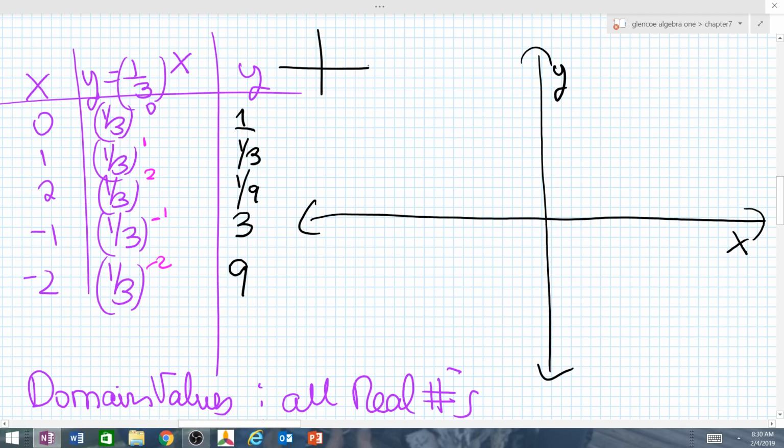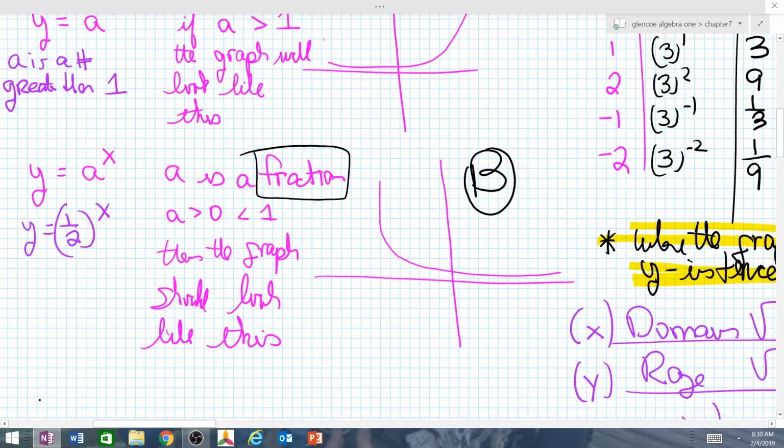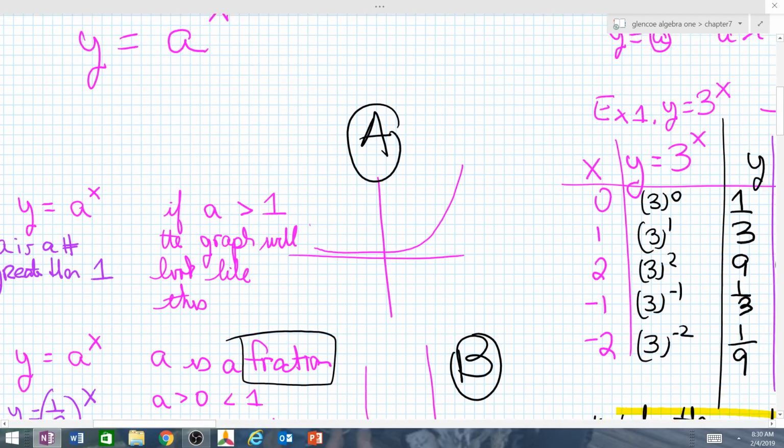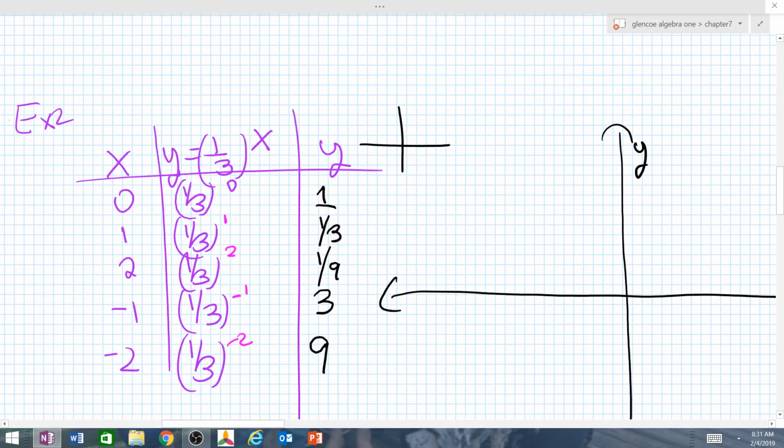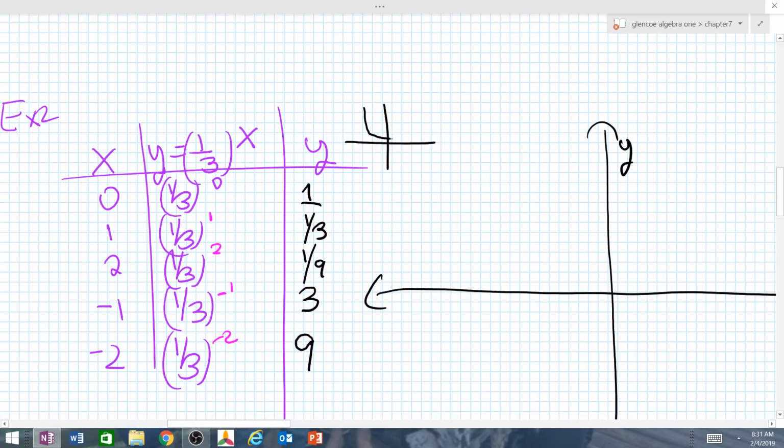So let's go ahead and tell me what the graph should look like. So let's go back here for a minute. Should the graph look like A, or should the graph look like B? Very good, because when it's a fraction, it's going to look like that.